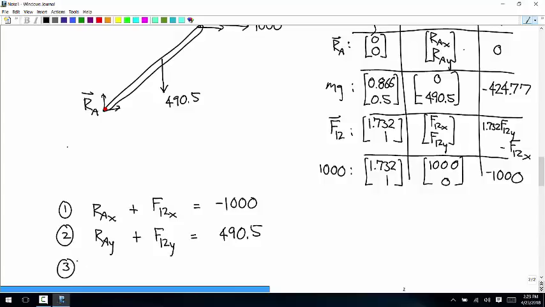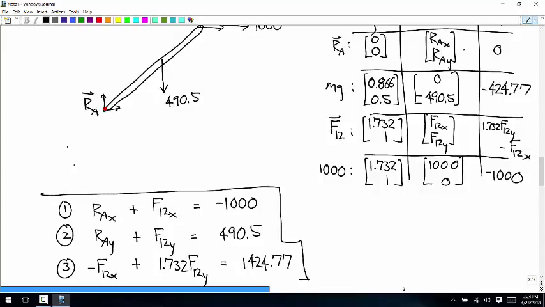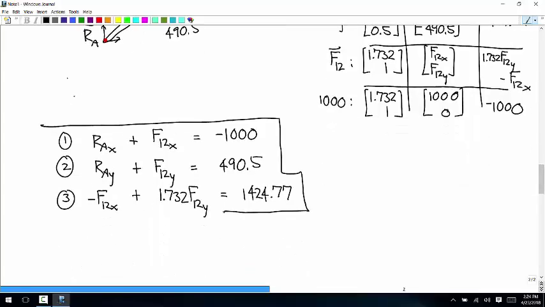And then the third equation comes from setting the moments equal to 0. That says negative F12x plus 1.732 F12y is equal to positive 1,424.77. Any questions about that? The first 3 equations?